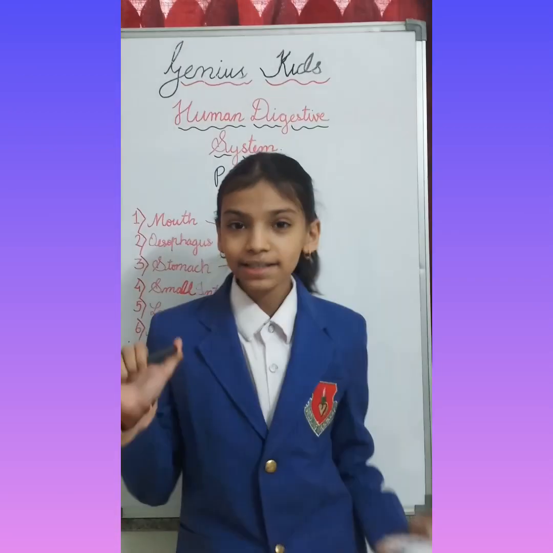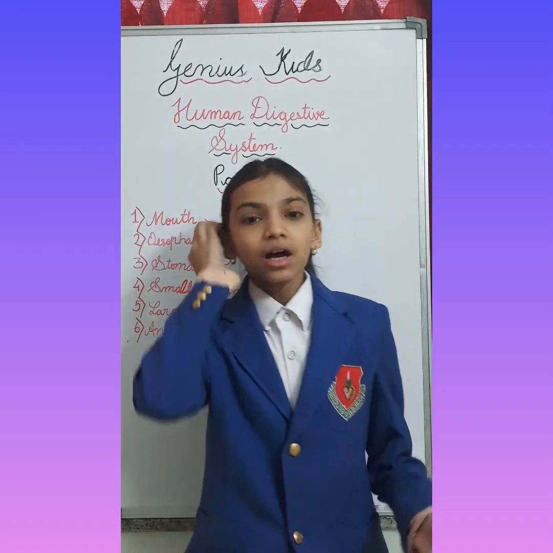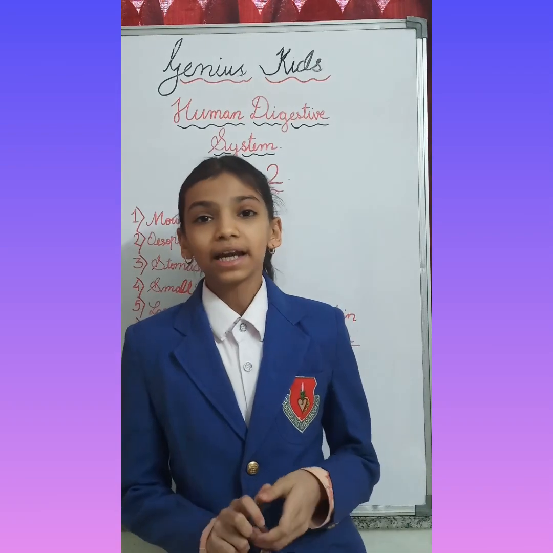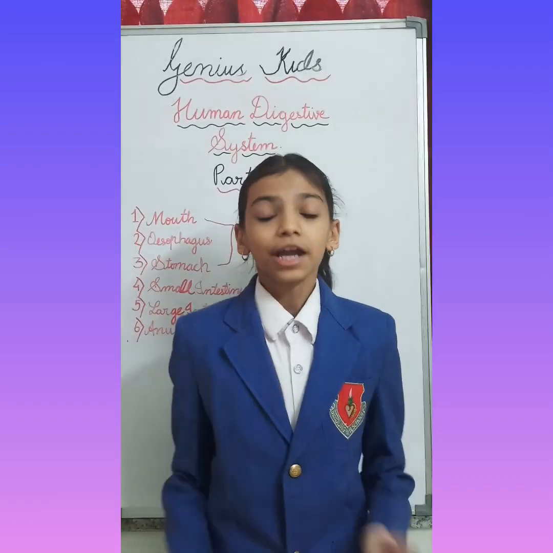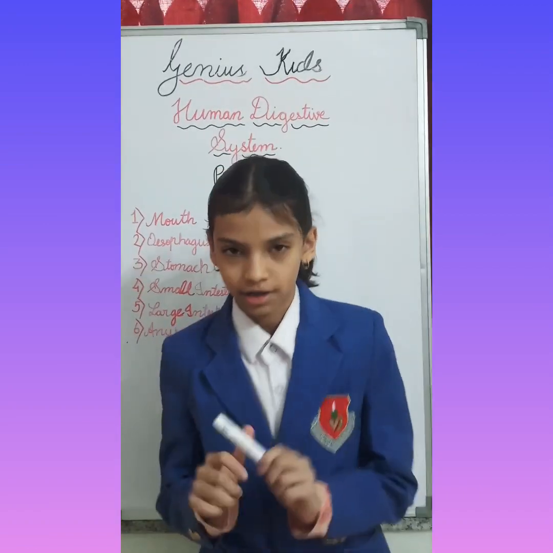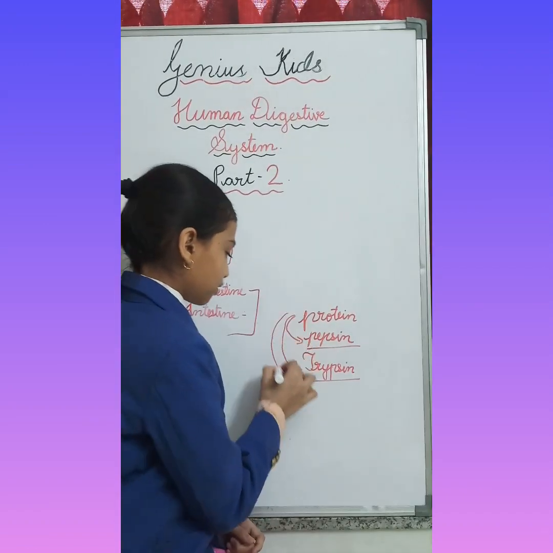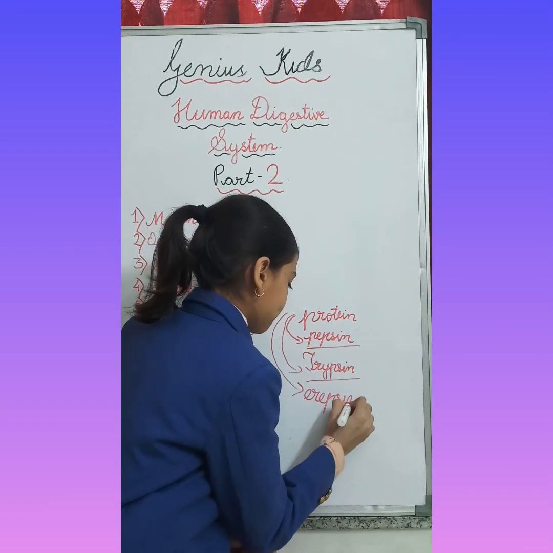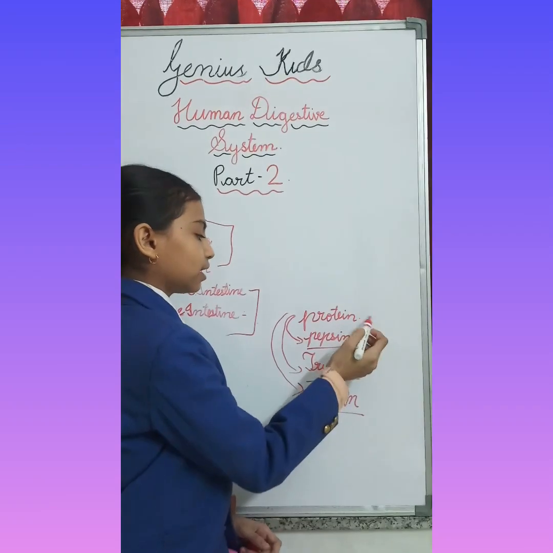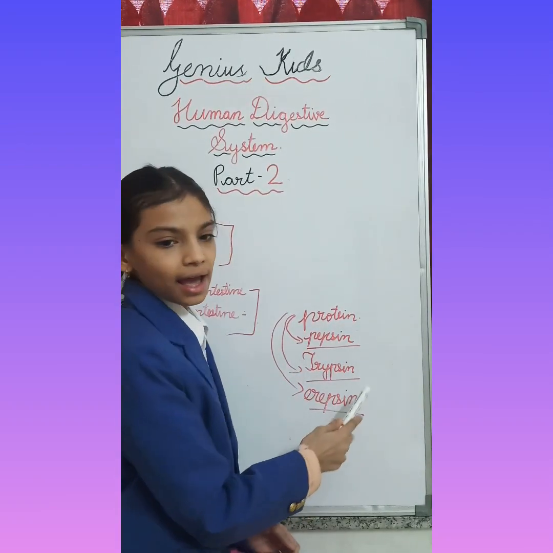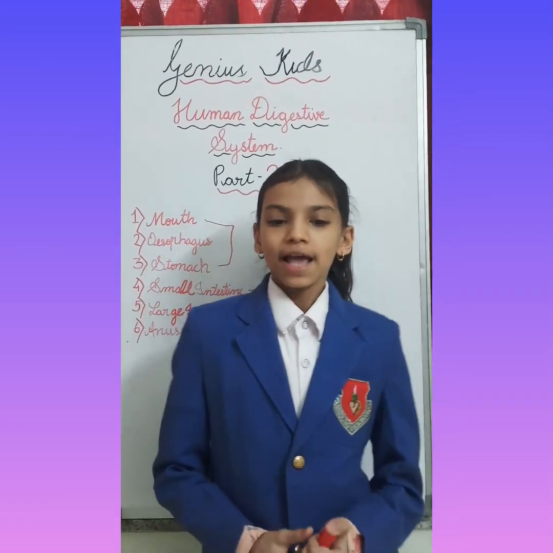Now the small intestine also releases some juices. What are the enzymes? So trypsin, it digests proteins into amino acids, and the digestion of proteins is completed over here. So these all are the enzymes.